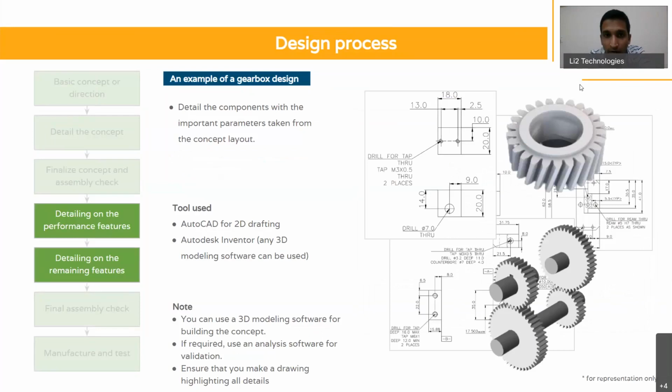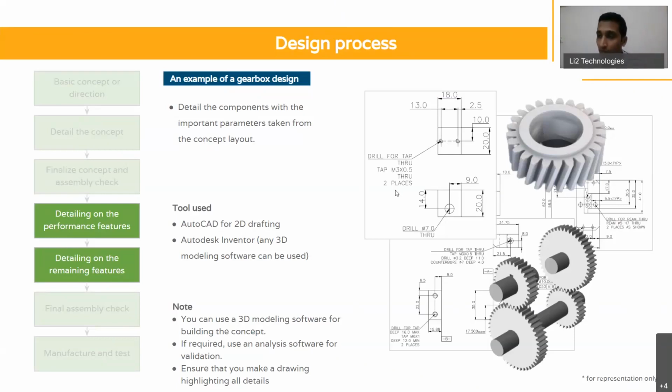Great, I'll continue then. From finalizing the concept and the assembly check, we move into detailing. When I say detailing, we are detailing more at the component level. A gear train typically has gears, right? So you talk about detailing gears or detailing components. The pictures on the right side are all the dimensions that are given. For example, the width of the box on the top, 18 mm, or the distance between the holes, and all these things. This is what detailing would mean.